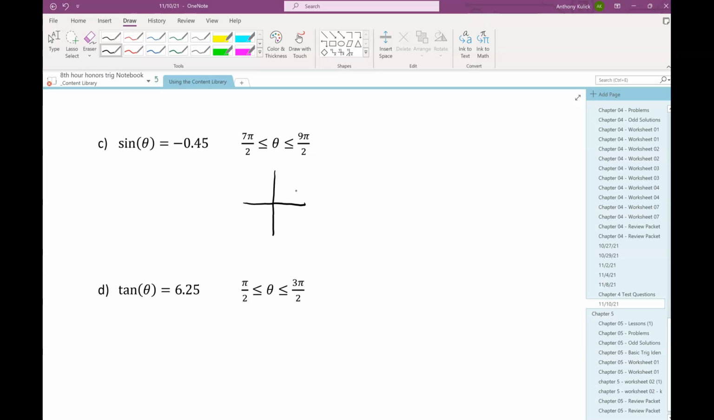My way or your way? Okay, I'm going to just observe that theta is positive because it's between two positive numbers. So going around my unit circle, we're starting at 0, half, 1, 1.5, 2, 2.5, 3, 3.5, 4, 4.5. So we're looking at something between 7 pi over 2 and 9 pi over 2. So we're looking at quadrants 1 and 4.